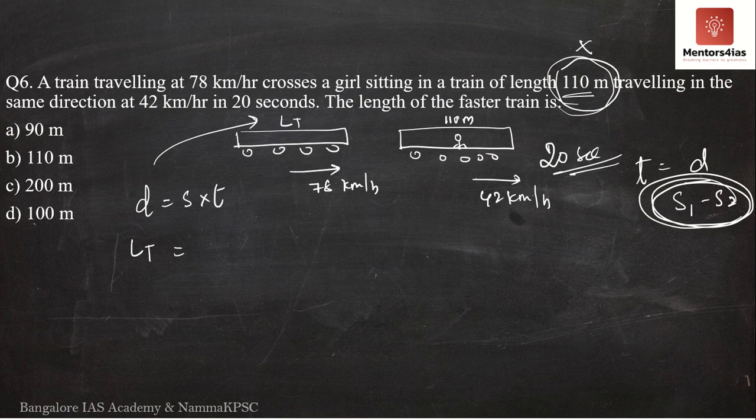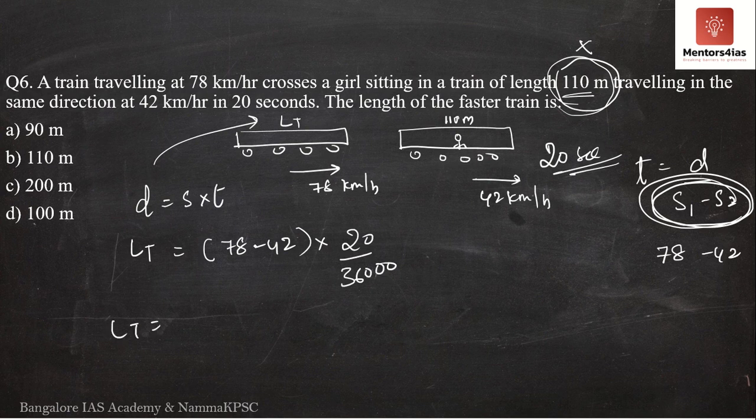The relative speed is what? It is nothing but the difference between the two entities moving in the same direction. Therefore, speed over here is nothing but 78 minus 42. So I will say this is nothing but 78 minus 42 into time. Time is 20 seconds. Therefore, I will divide it by 3600.